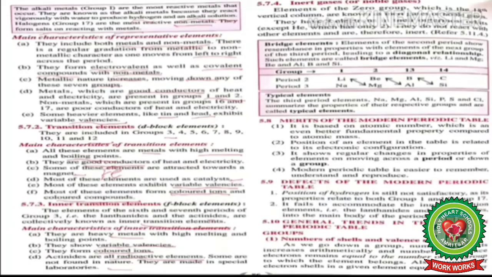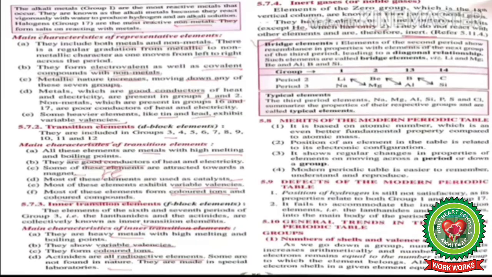Next is inert gases or noble gases. Elements of the 0 group, which is the 18th vertical column, are known as inert gases or noble gases. They have 8 electrons in their outermost orbits, except helium, which has only 2. They do not react with other elements and are therefore inert.